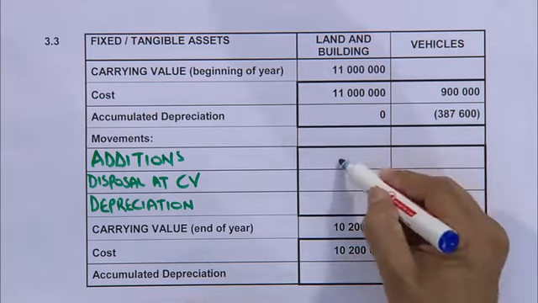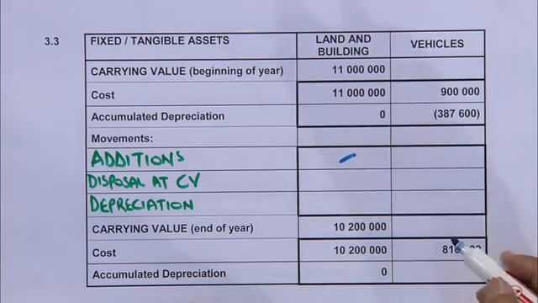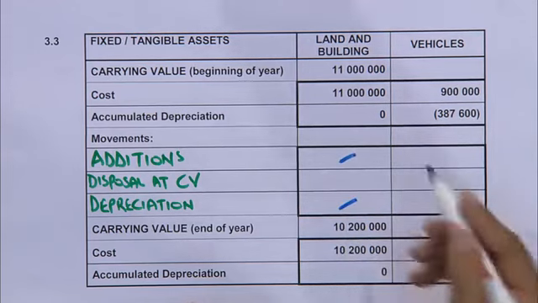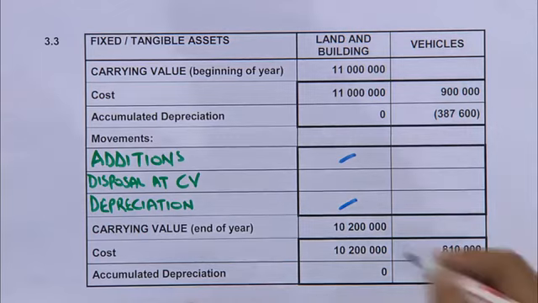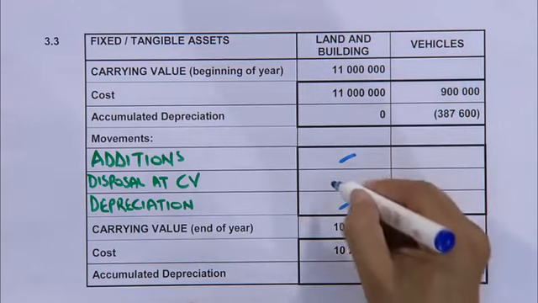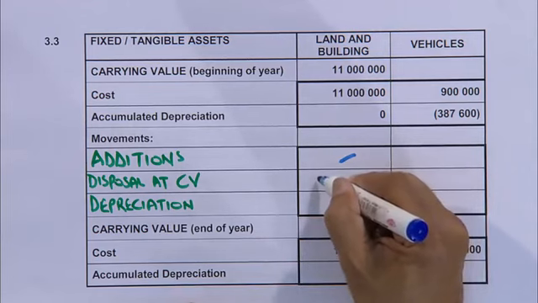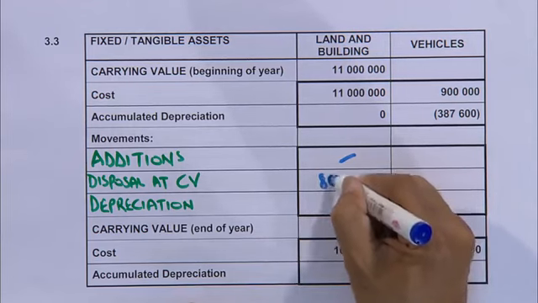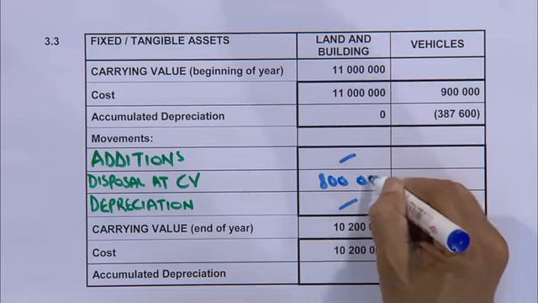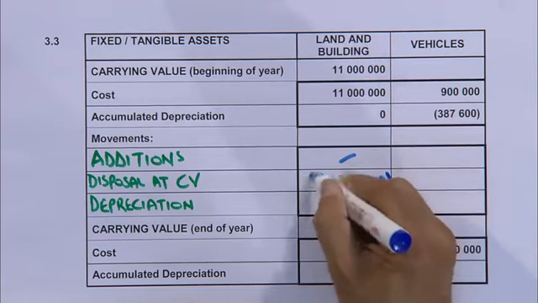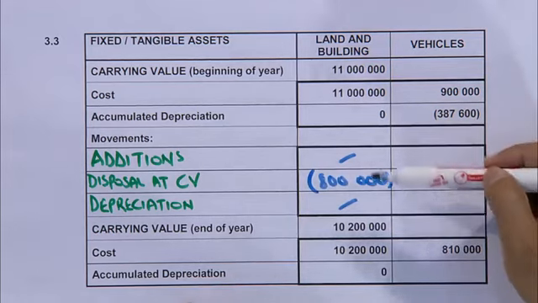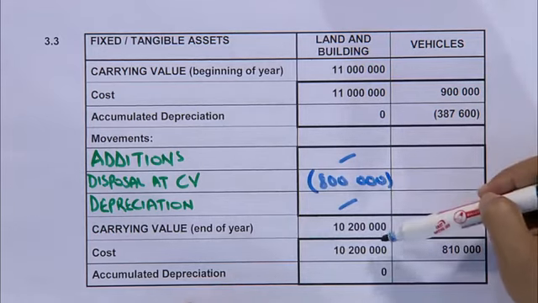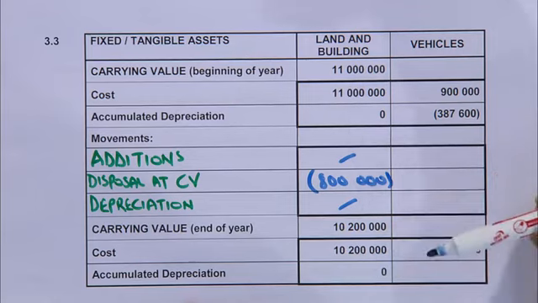We're looking at 11 million at the beginning of the year and 10,200,000 at the end of the year. So clearly we didn't buy, and as we know, there's no depreciation on land and buildings. So the only thing that could have happened was we could have sold or we could have disposed of land and buildings to the value of 800,000. And that 800,000 will then go in brackets because 11 million minus 800,000 gives you 10,200,000. Okay.